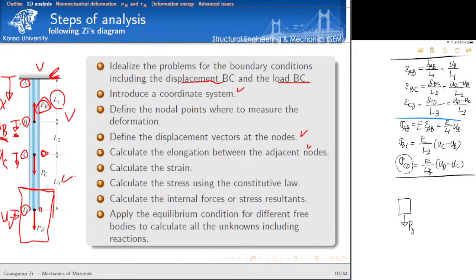So here, to consider the distribution of stress, we must have two different options. The direction of the CD stress looks like this, or the downward direction. This is option 1 and option 2. So which one is correct?